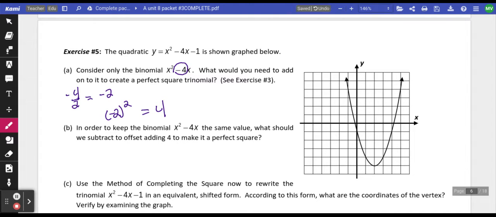In order to keep the binomial x squared minus 4x the same as the value, what should we subtract to offset adding the 4? Well, if I'm adding 4, I need to subtract 4.